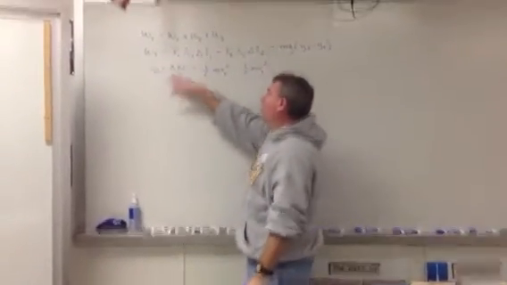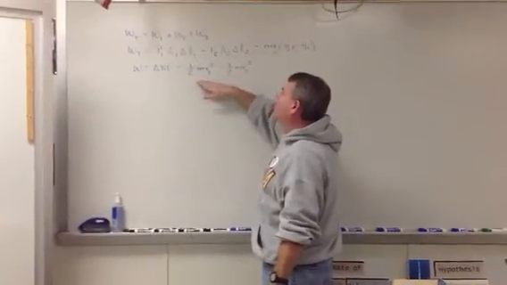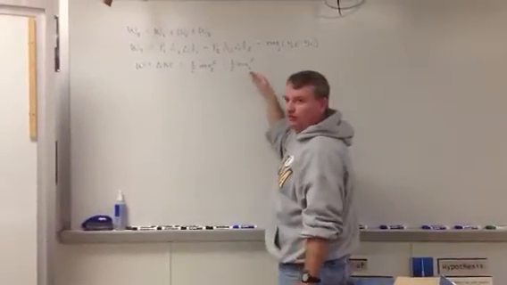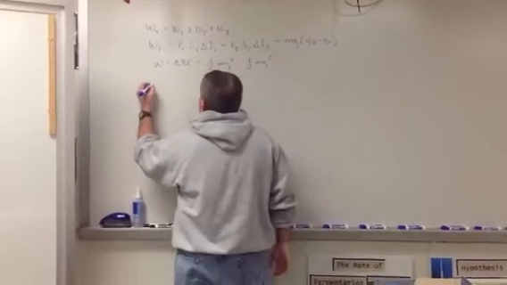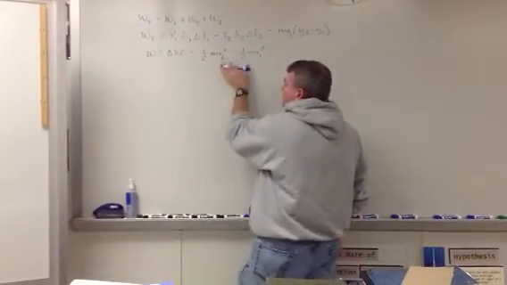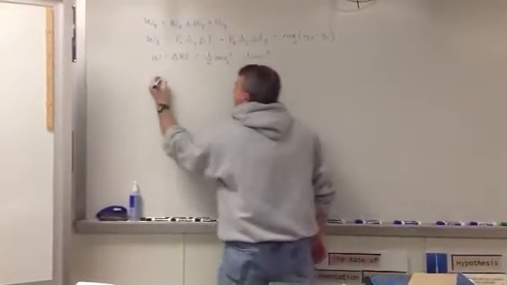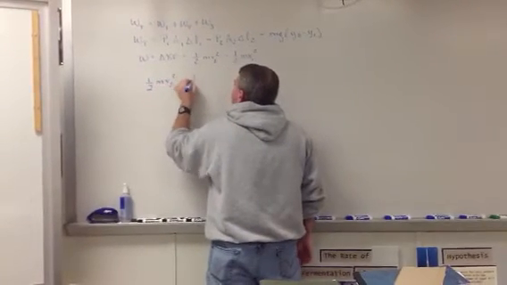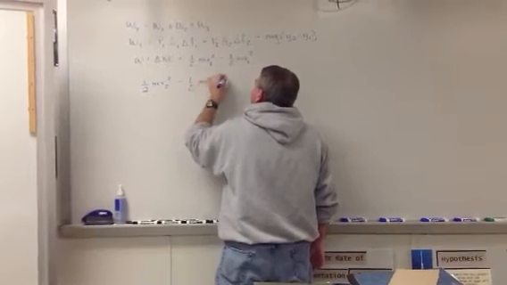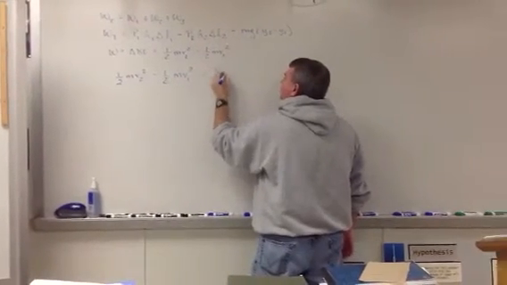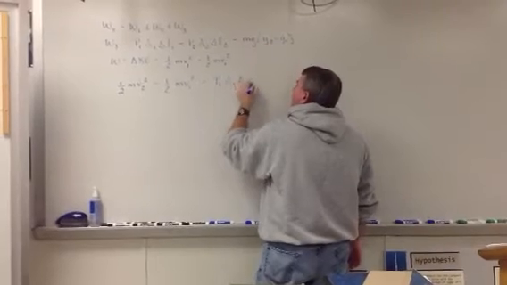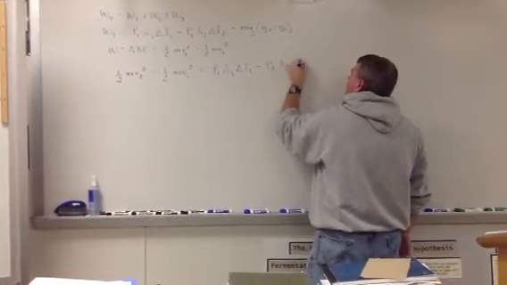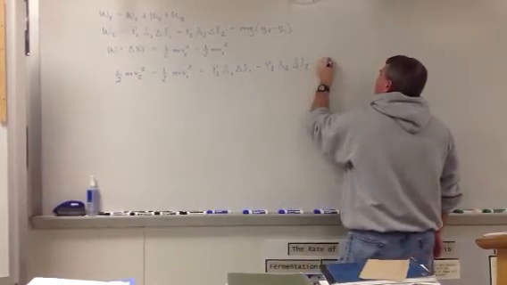Now, this is the total work that is performed to move the fluid from one location to the next with two different velocities. Now, we set these two equations equal to each other. If work is equal to this and work is also equal to this, then 1/2 mass times velocity 2 squared minus 1/2 mass times velocity 1 squared is equal to pressure 1, area 1, delta L1 minus pressure 2, area 2, delta L2 minus mass times gravity.